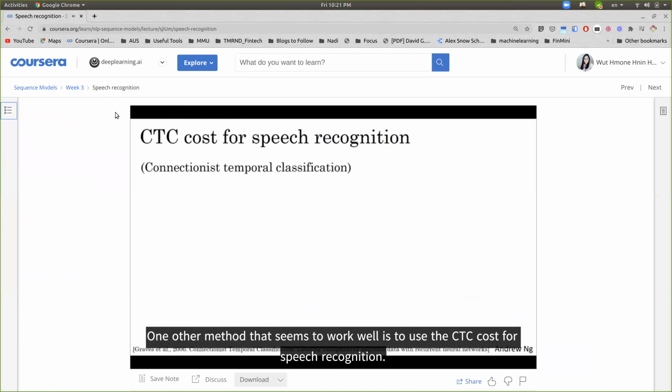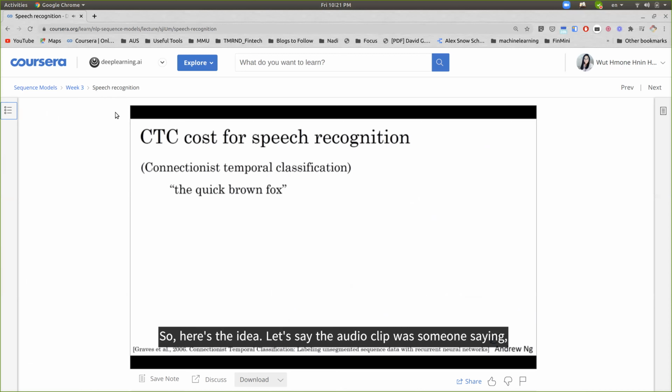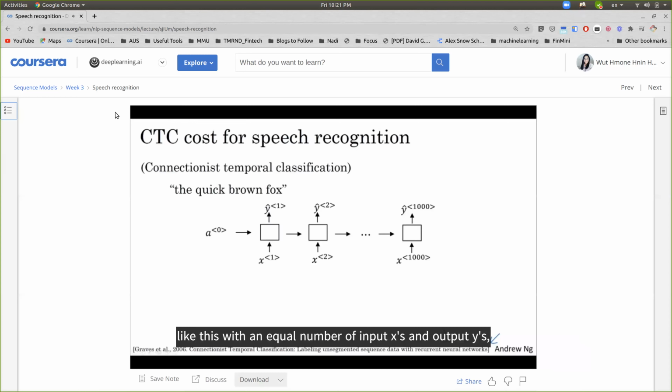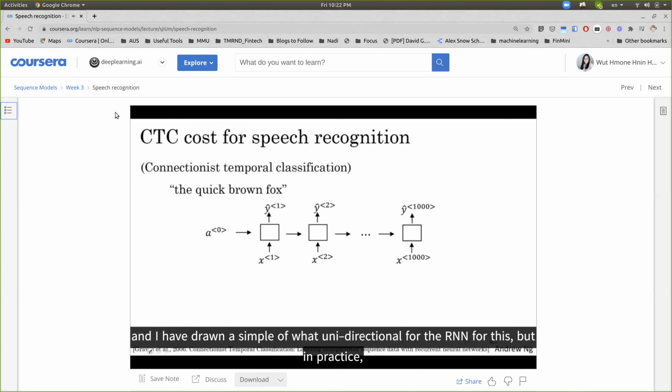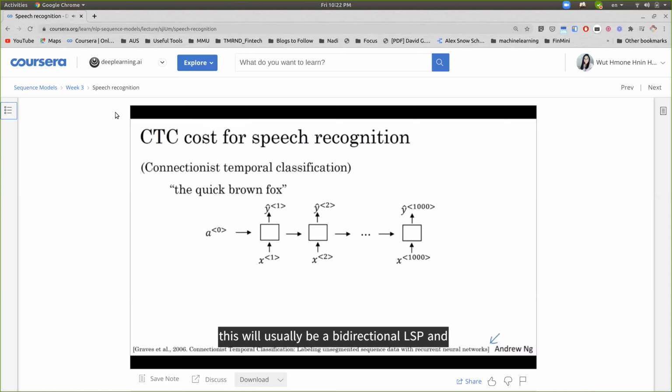One other method that seems to work well is to use the CTC cost for speech recognition. CTC stands for Connectionist Temporal Classification, and is due to Alex Graves, Santiago Fernández, Faustino Gomez, and Jürgen Schmidhuber. So here's the idea. Let's say the audio clip was of someone saying the quick brown fox. We're going to use a neural network structured like this with an equal number of input X's and output Y's. And I've drawn a simple, unidirectional, forward-only RNN for this, but in practice, it will usually be a bidirectional LSTM or bidirectional GRU, and usually a deeper model.